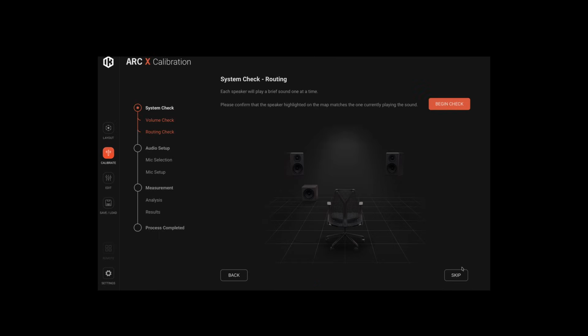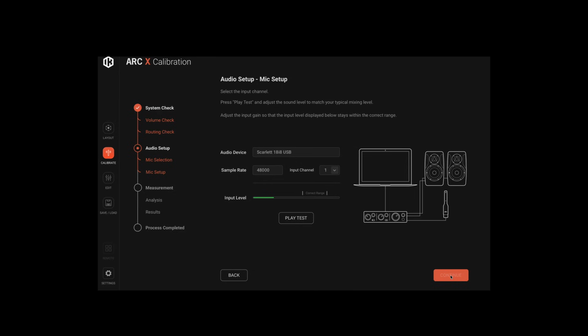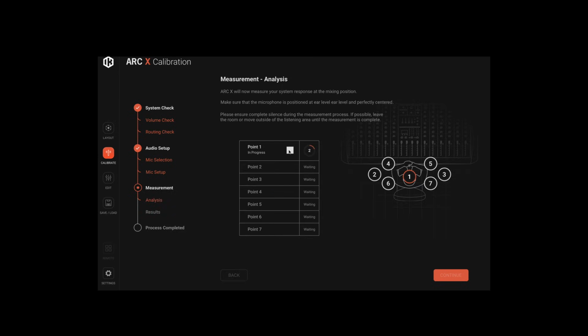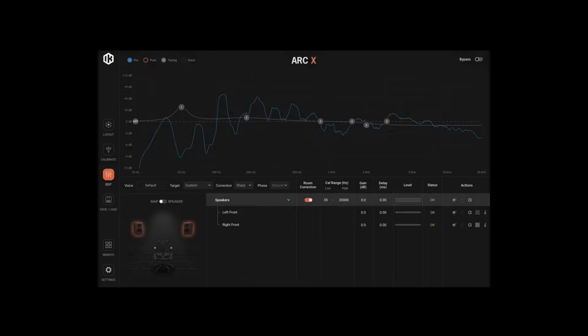Using their ARC-X software, we take a few measurements around the listening area. It takes just 6 or 7 minutes. And from that, it calculates the EQ correction needed to flatten that blue curve. And it creates this, the orange curve, which is much flatter.